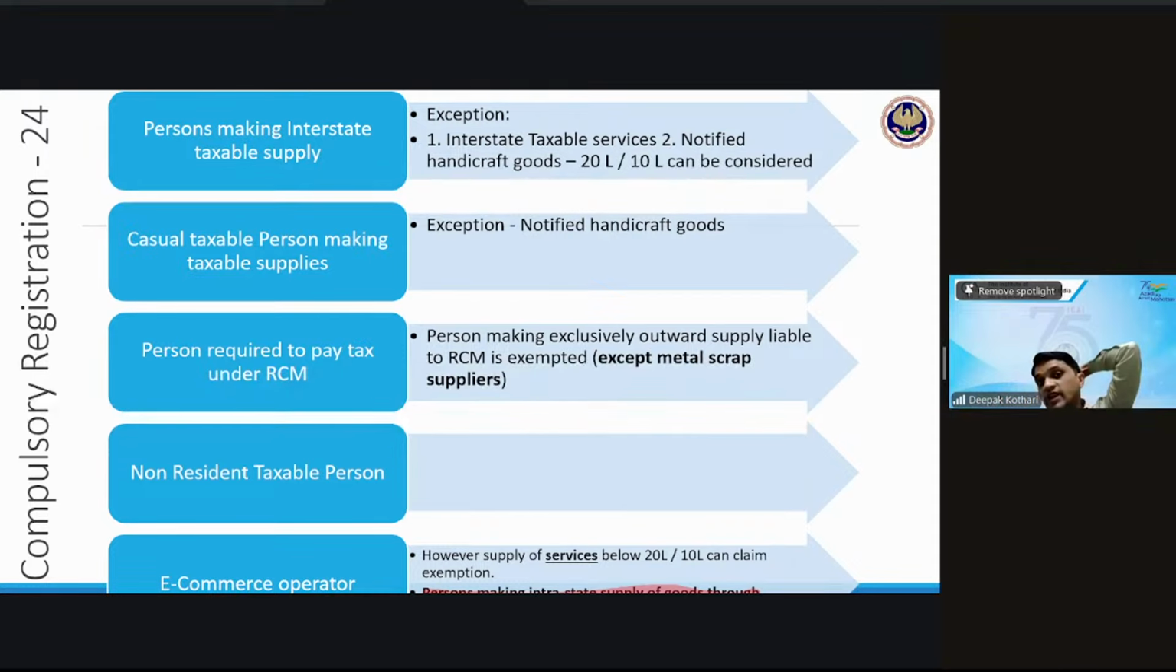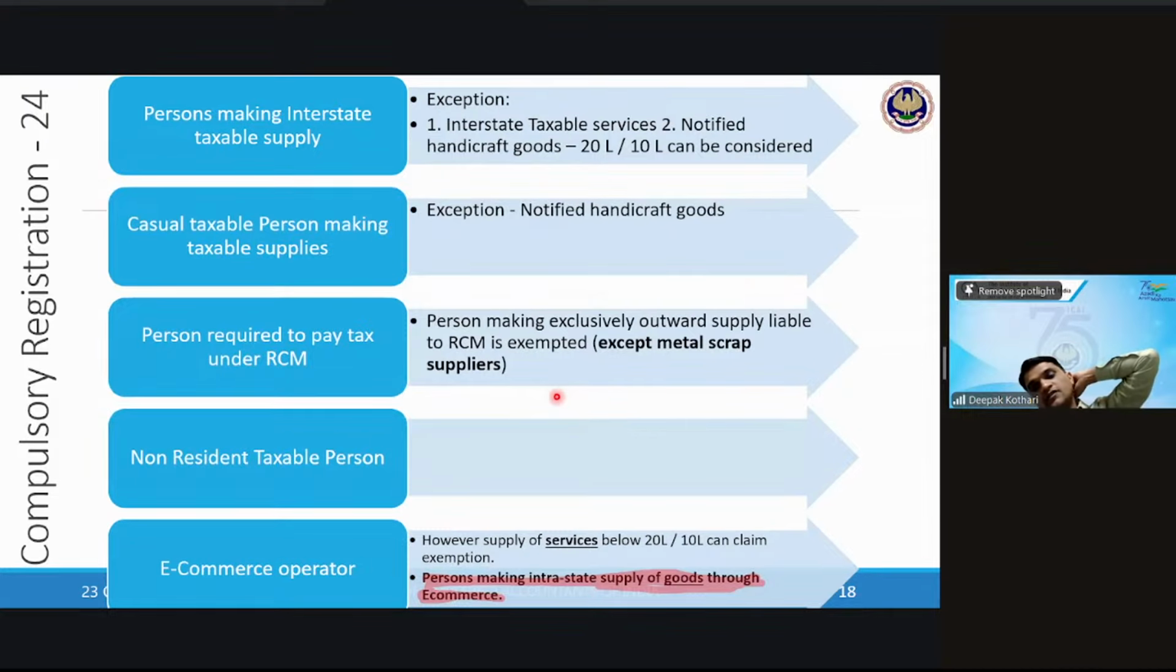If you're supplying through them, then if you're having a limit up to 20 or 40 lakhs, here for goods it is 40 lakhs, if you're supplying up to that, still you don't have to register. Clear now? So when such a question comes, you have to be very careful. So persons making intrastate supply of goods through e-commerce will be all this quick commerce. Very smart answer, Steffi. That's right.